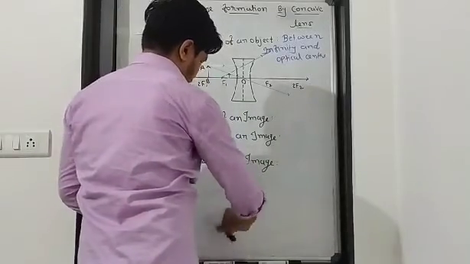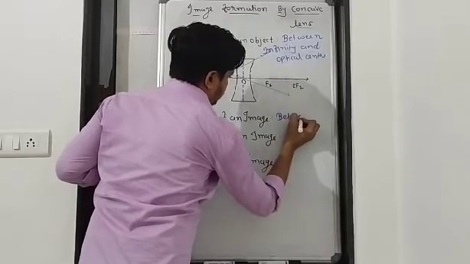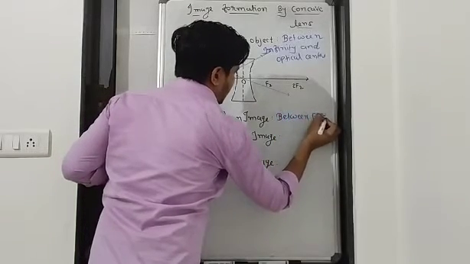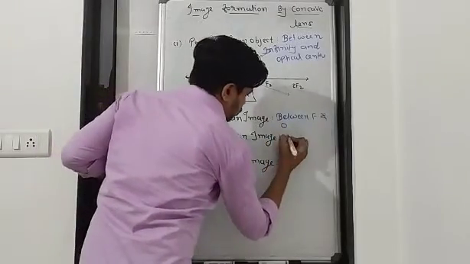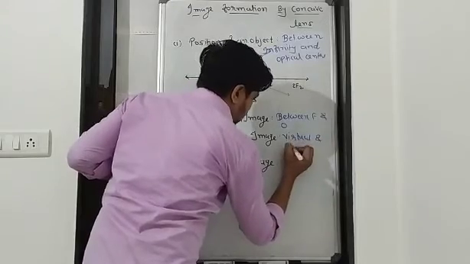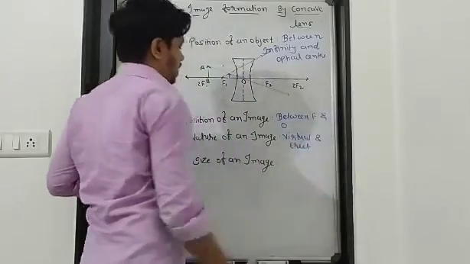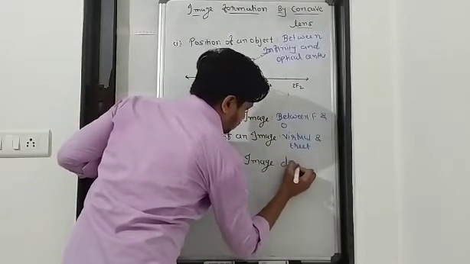Image is formed between F and O. The nature of the image is virtual. And if it is virtual, then it is erect. So virtual and erect. And the size is diminished.